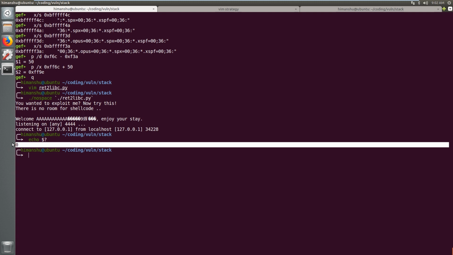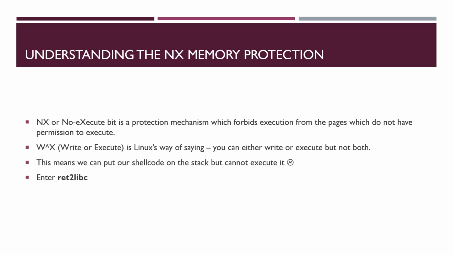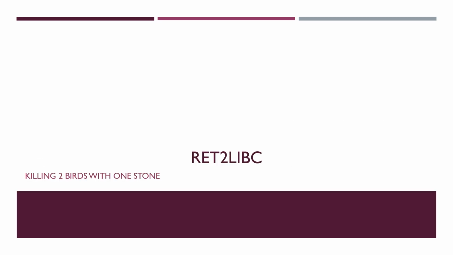So this was what I intended to cover in this video. If you have any feedback, please do share it. And this is what I meant when I said killing 2 birds with 1 stone. Now the first bird was that we had lack of space. I mean, we did not have enough space to put our shellcode. And the second bird was the non-executable stack, which did not allow us to execute our code on the stack, our shellcode.